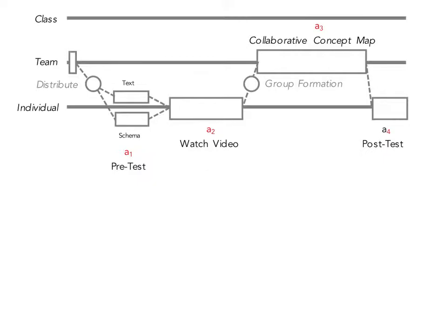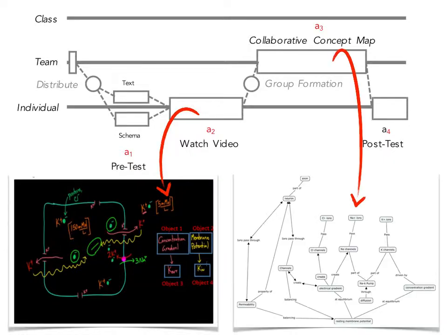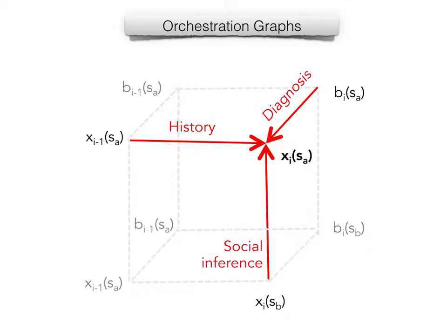And you can have things like an operator that distributes people, and then half of them watch a text description of something. Some of them take a text test, some of them take a schema-based test. Then they watch a video, then there's a group formation, then you match the people who did the different things. So here's the video that they're watching. Here's the concept map that they construct together.